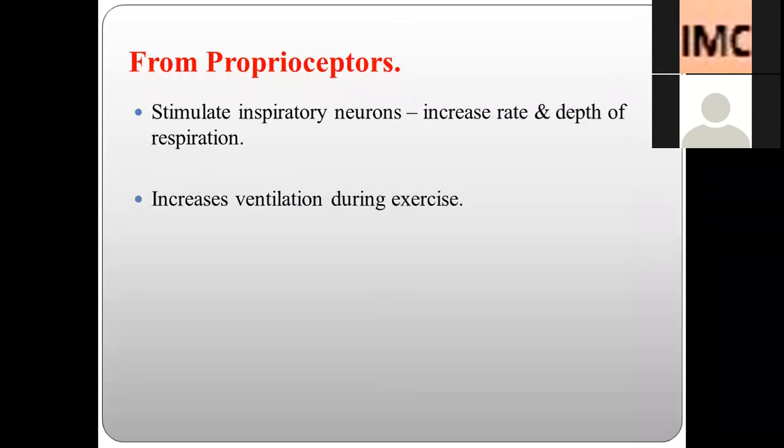Then we have the proprioceptors. These are the touch receptors. They are very important in the sports person. Why? Because they increase the ventilation during exercise. Whenever you are having a touch sensation, these proprioceptors will be stimulated. These stimulated proprioceptors will stimulate the inspiratory neurons and they will increase the rate and depth of respiration. Very commonly seen in sports persons.